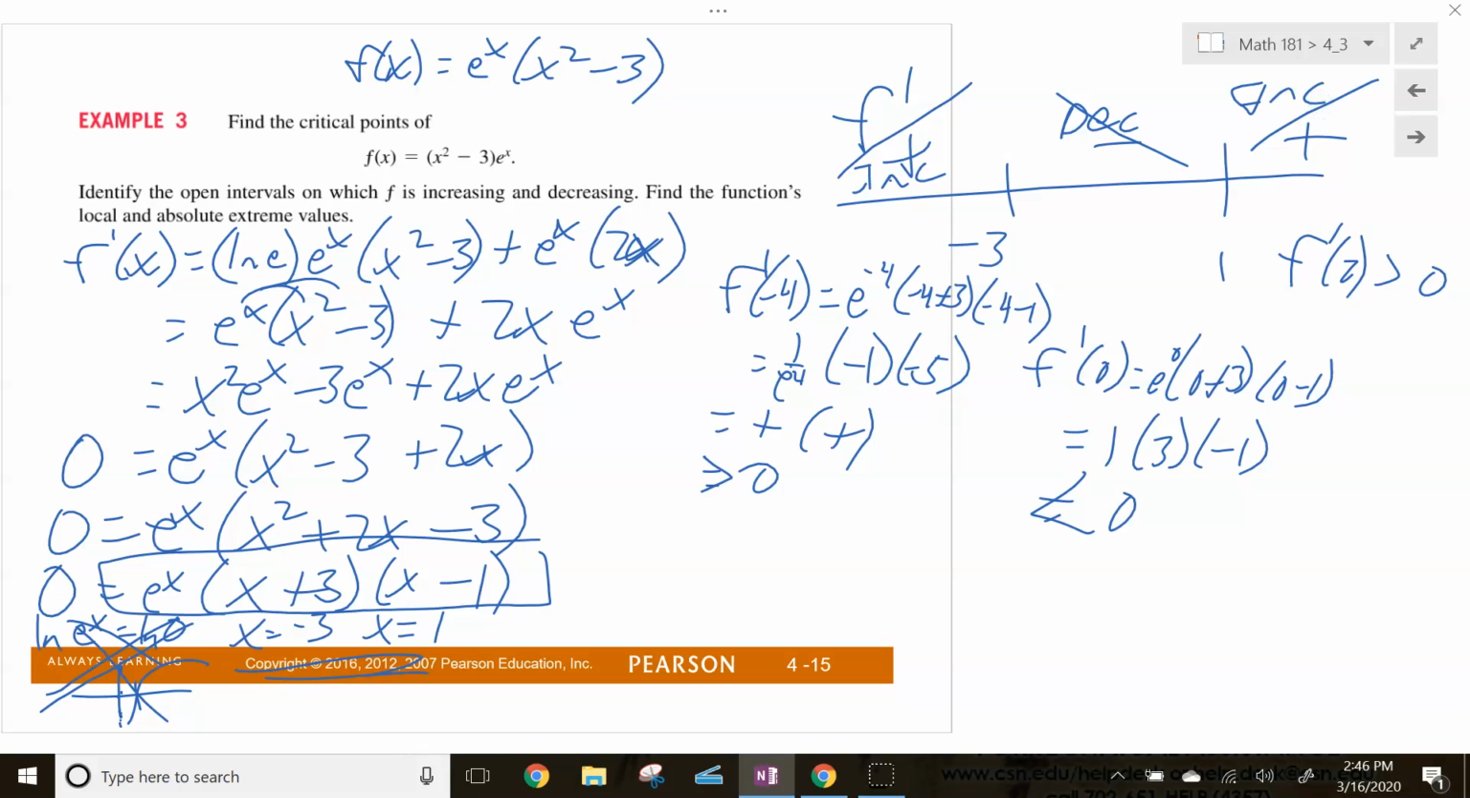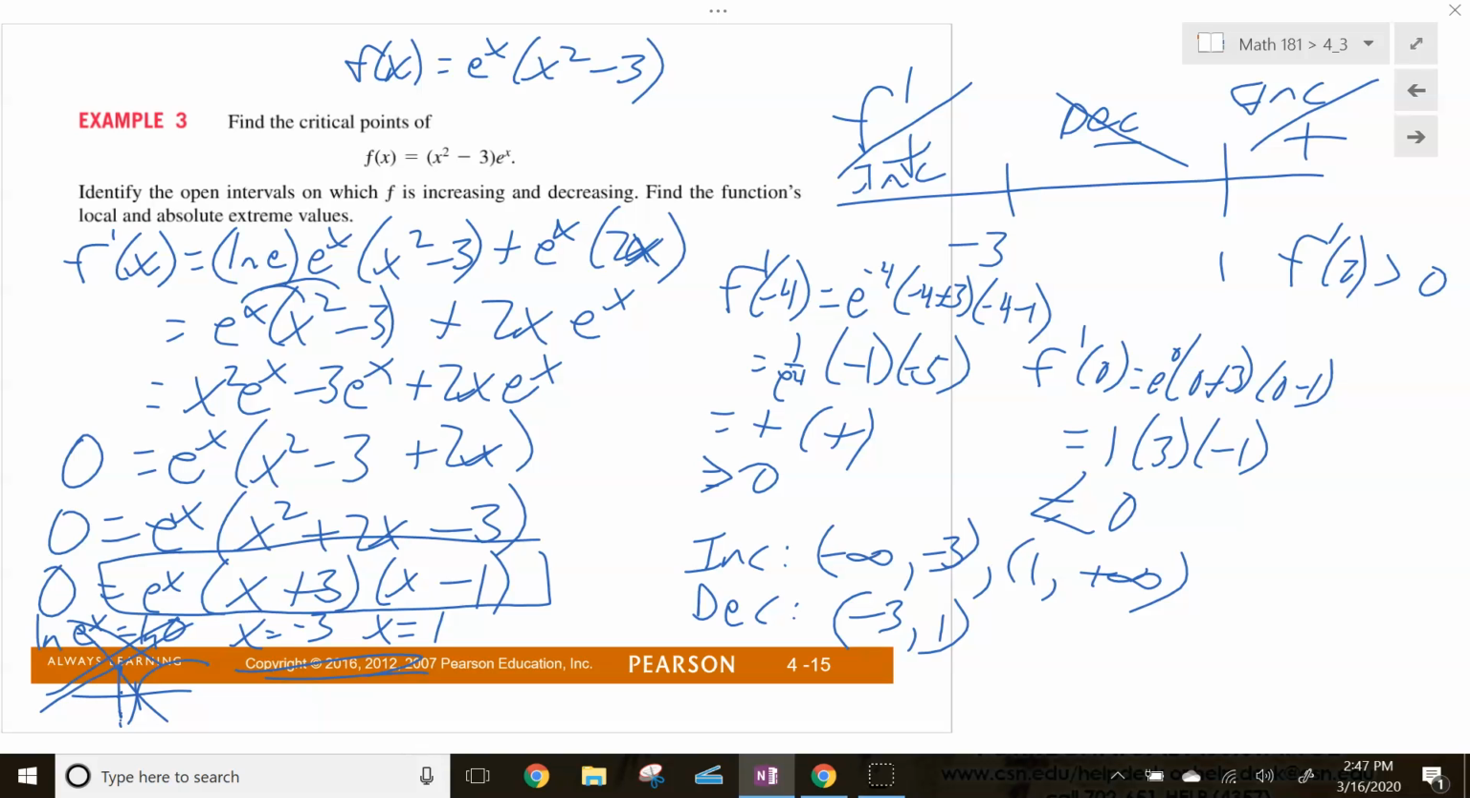All right, so what are the intervals on which it's increasing? Well, this thing's increasing from negative infinity up to negative 3, and it also increases from 1 to infinity. Where does this thing decrease? From negative 3 to 1. That's where this thing decreases.